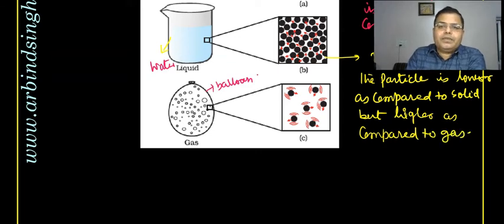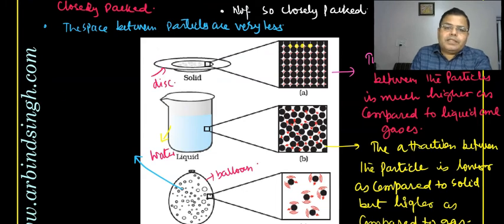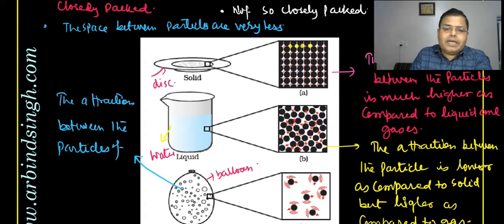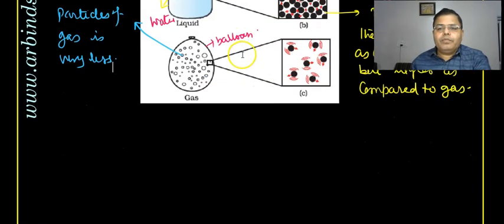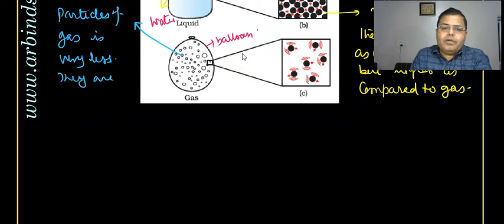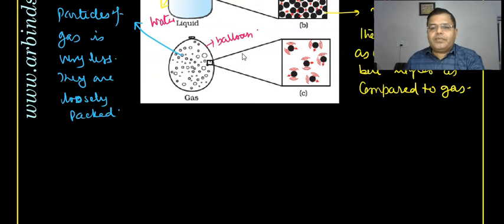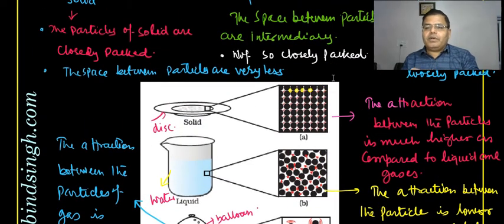What about gas? In gas, the attraction between the particles of gas is very very less, and hence they can move freely, and they are loosely packed, right? So these are a few things by which you can describe the particles of solid, liquid and gases.